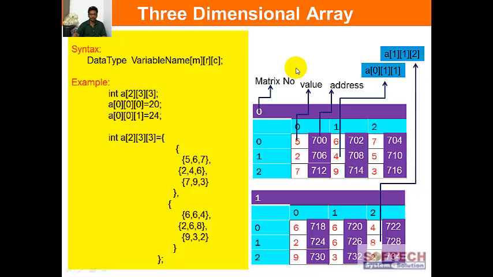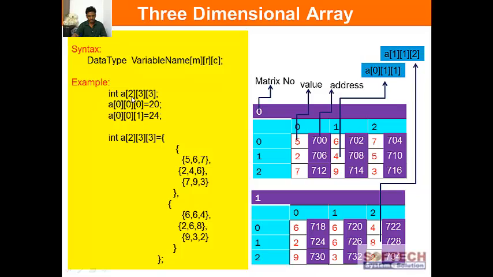Now we discuss the 3-dimensional array. The syntax of the 3-dimensional array is similar to the 2-dimensional. First we put the data type, then we give the variable name. After the variable name, we give 3 pairs of brackets: this is the first pair, second, third. The first one is M R C, the total number of matrices. For easy understanding, M represents the matrix, R is the row, and C is the column.